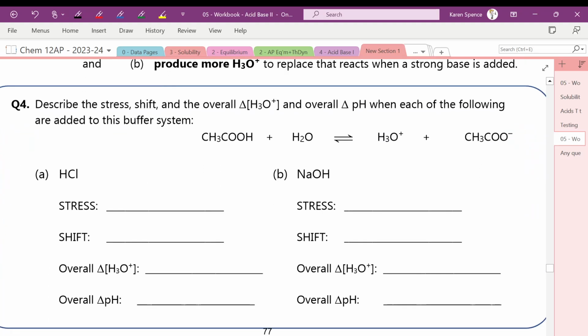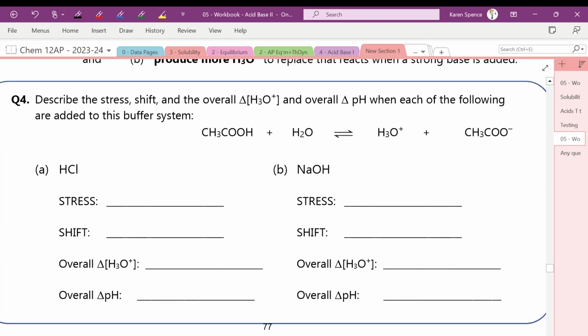Okay. So let's go through this example here. Let's assume we have a buffer system, which means that we have a high concentration of the acetic acid, and we have a high concentration of CH3COO minus. Please go through and try and fill in.